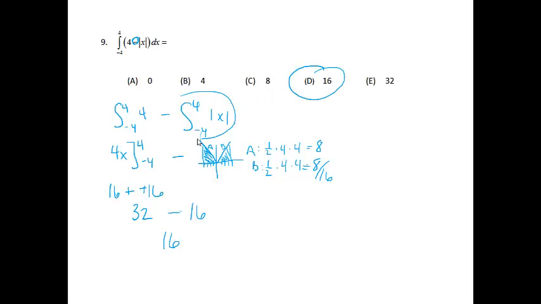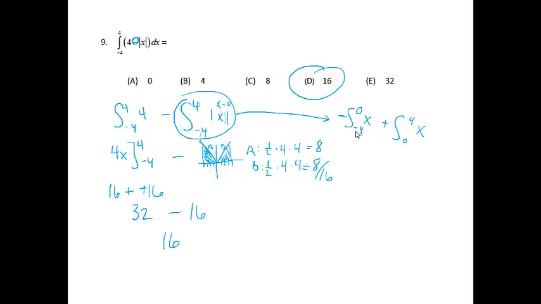Another way that I could have approached this one, I'll just kind of get it started for you, but I don't think I'll do it the whole way. We could have, with absolute values, figured out where this absolute value would be 0, and that would be at x equals 0. So we could have split it into two graphs. We could have gone from negative 4 to 0 of x, and remember we have to take the opposite of that first one, and then plus the integral from 0 to 4 of x.